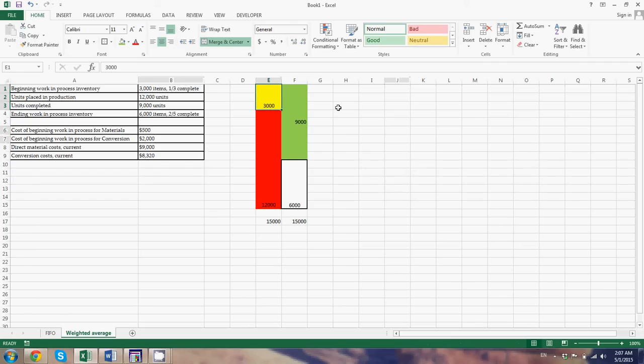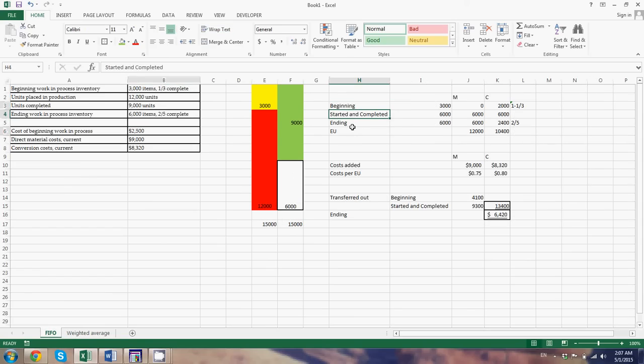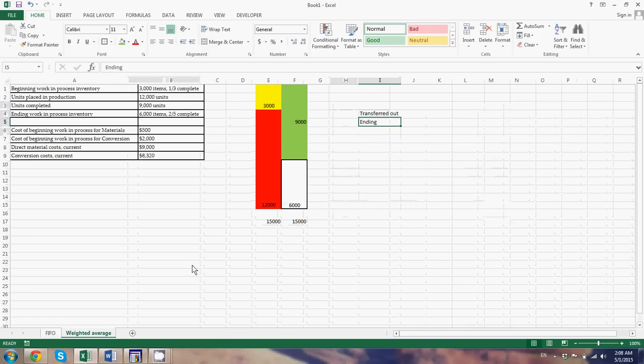We know that for the weighted average method, everything is going to be very simple, because we just need to deal with two accounts, transfer out and ending, because usually these two accounts are given. Instead of the FIFO method, where we do beginning, started and completed, and endings, we just need to deal with two accounts. And again, we have materials and conversion costs.